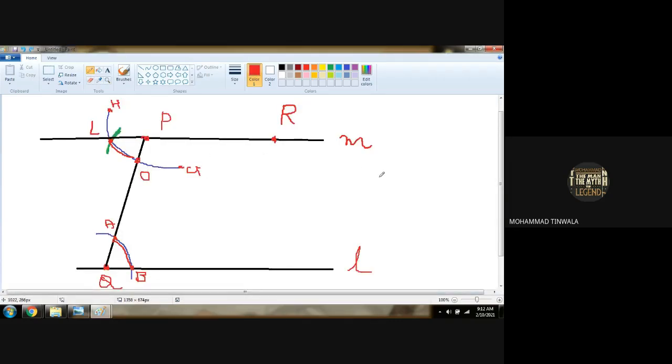Now here, let me show you one thing. Can I say these are two parallel lines and these are alternate interior angles which are equal? Yes or no? Can I say this? This is the corresponding angle to this angle. These two will be equal. Two lines are parallel and one line is transversal.